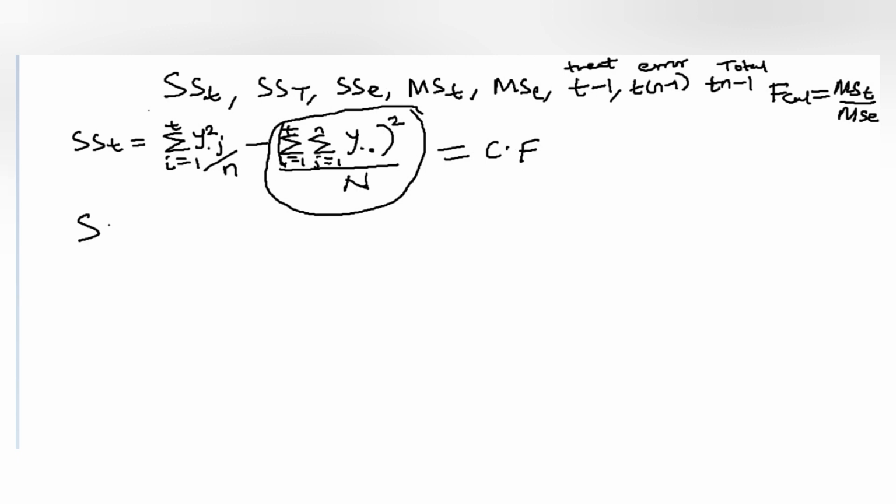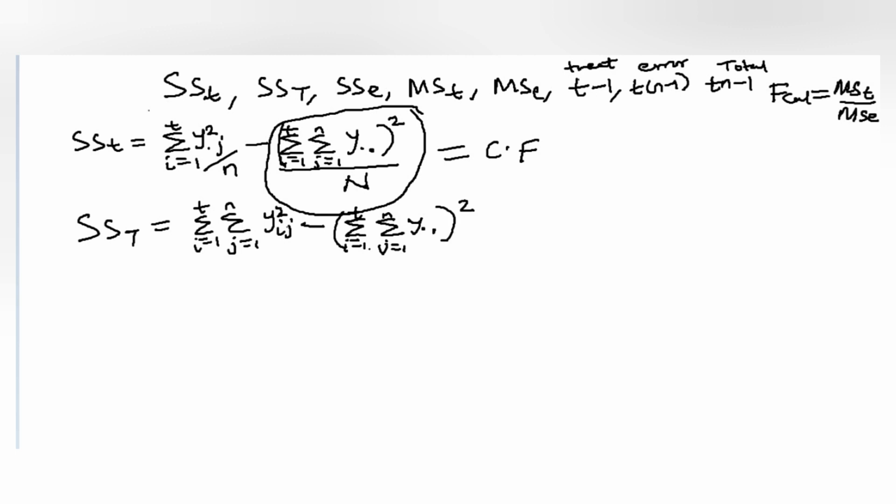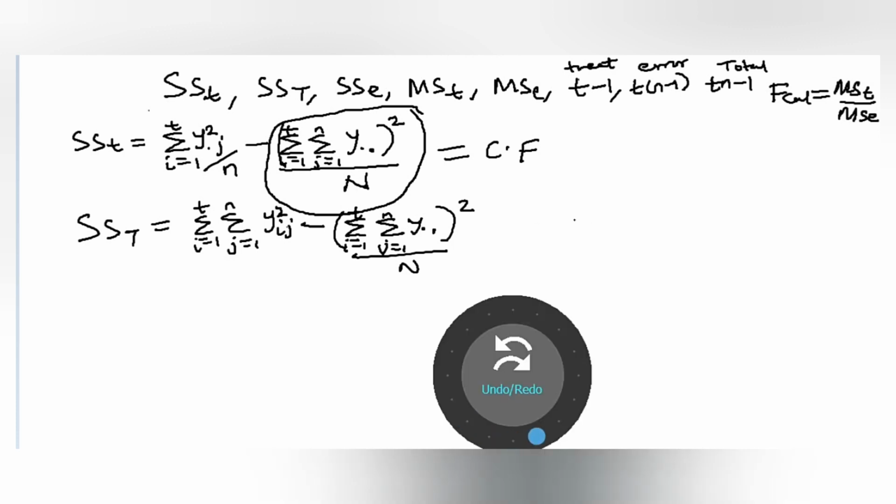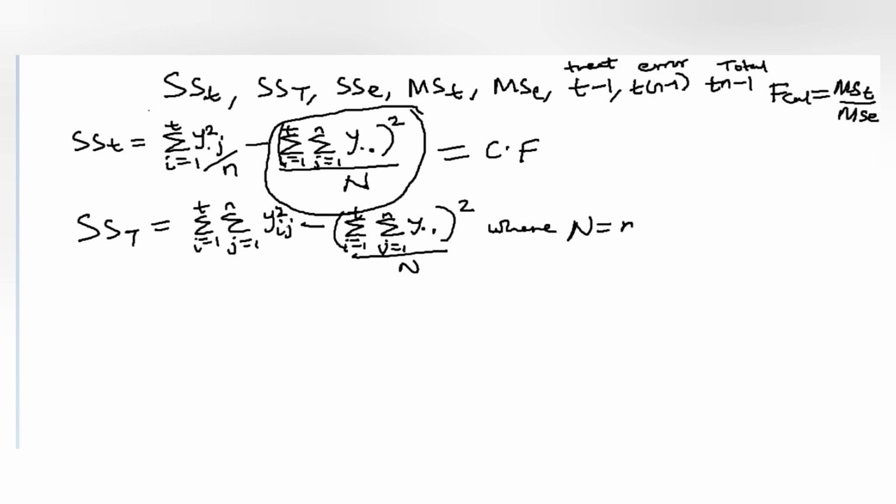Alright, so let's write out the formula for SS total. SS total is going to be equal to the summation from i equal to 1 to T and summation from j equal to 1 to n of Y ij squared, minus the summation from i equal to 1 to T and summation from j equal to 1 to n of Y dot dot, bracket all squared, all divided by N, where capital N is equal to nT.